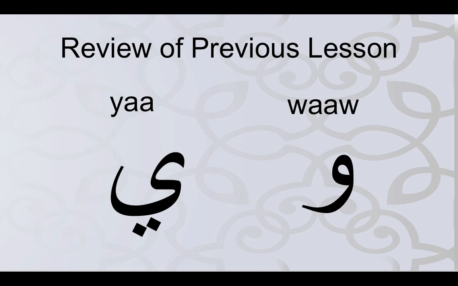And this vowel, the letter wa, makes the oo sound. In its vowel sound, it's oo.